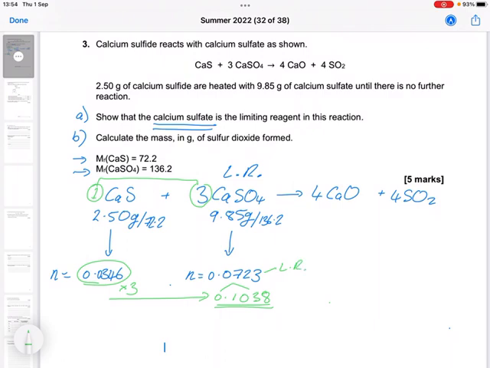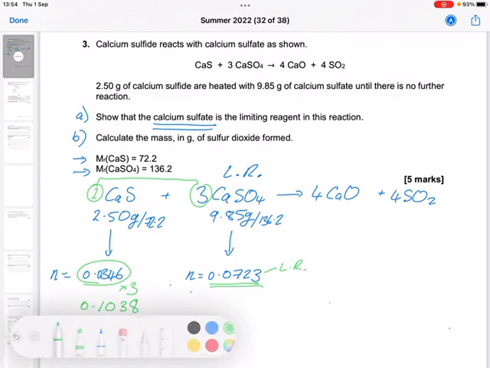Okay, so what this is telling me, the timesing it by 3, means that 0.1038 moles of this will react with 0.0723, and basically I haven't got anywhere near 0.1038 here.